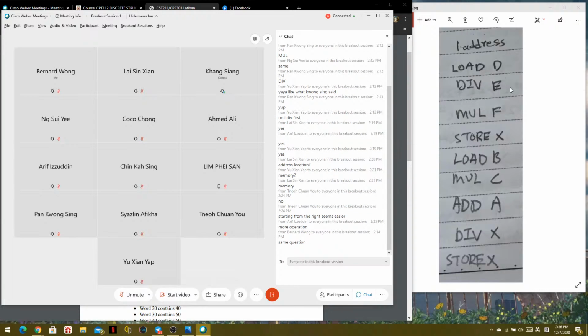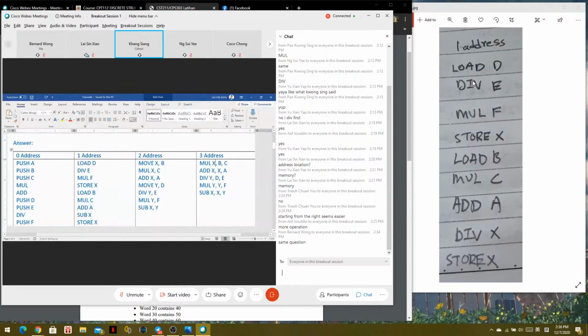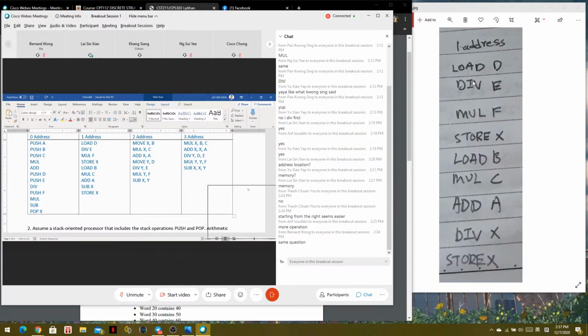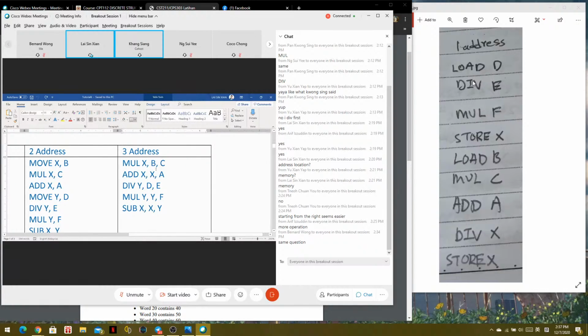Okay, 3 address. So first, I will multiply the B with C and store in X. Then add A to X and store again into the X. For the second part of the question, it will be B divided by E and store in Y. And then multiply with X and store in Y. And the last one, I will subtract Y from X and store in X.